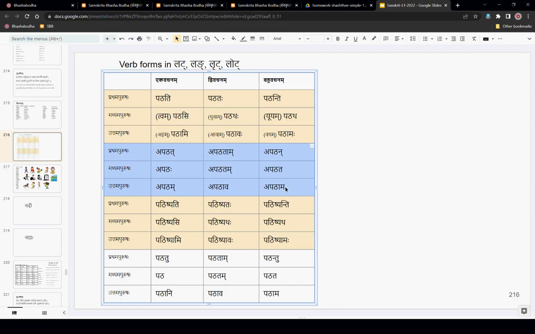And then similarly, we have the bhutakala form table of same dhatu in past tense. Apatat, apatatam, apathan, apataha, apatatam, apatata, apatham, apatava, apatama.